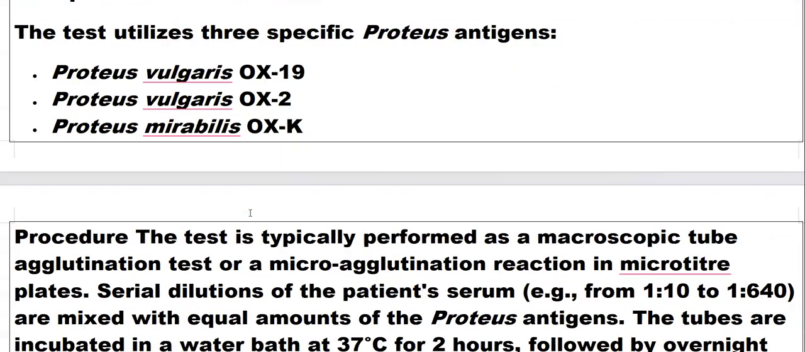The test utilizes three specific Proteus antigens: Proteus vulgaris OX19, Proteus vulgaris OX2, and Proteus mirabilis OXK.